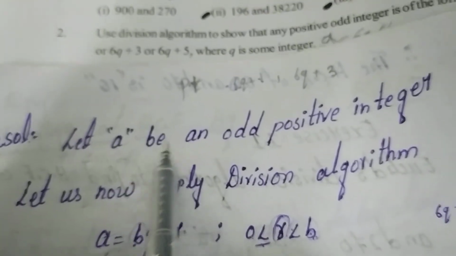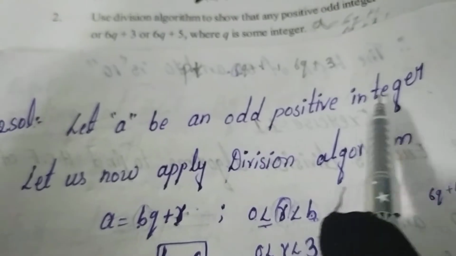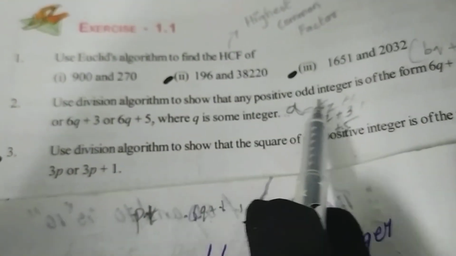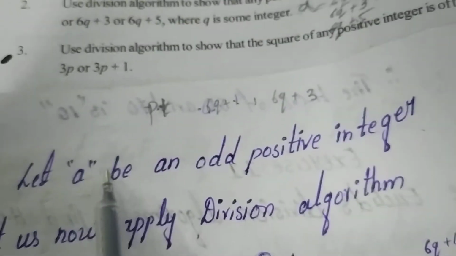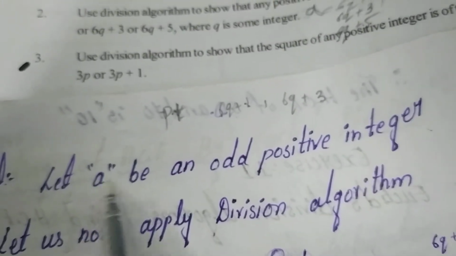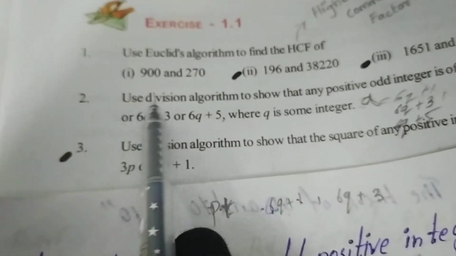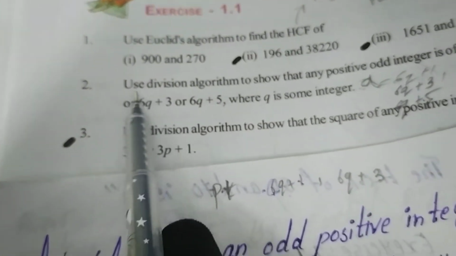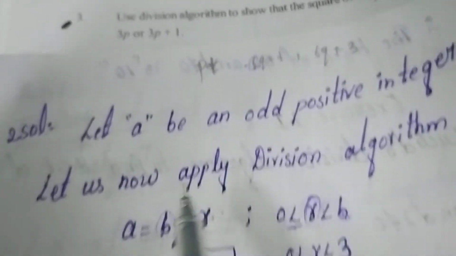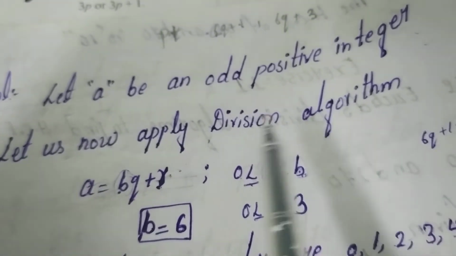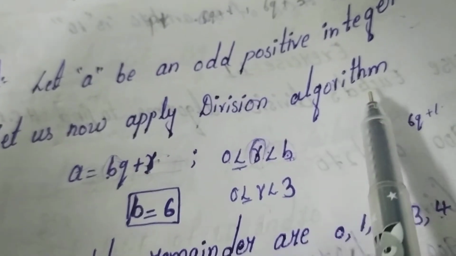Here is our solution. What is the solution? Let a be an odd positive integer. In the question, we are taking that integer as a; a is the odd positive integer. We have to use the division algorithm. Let us now apply the division algorithm.